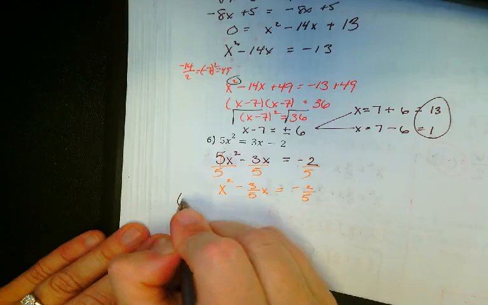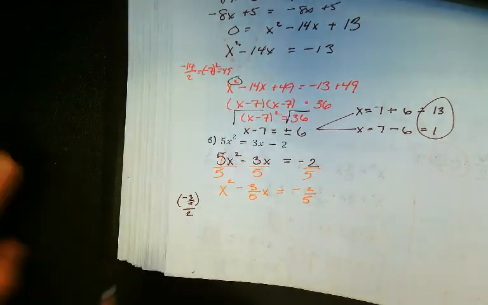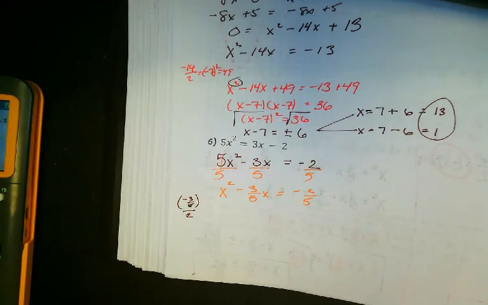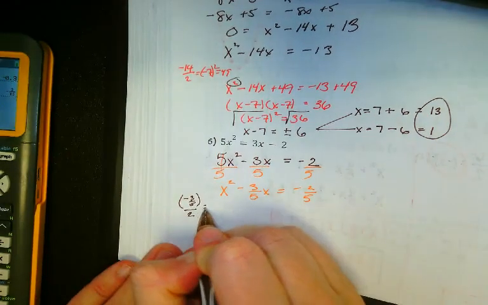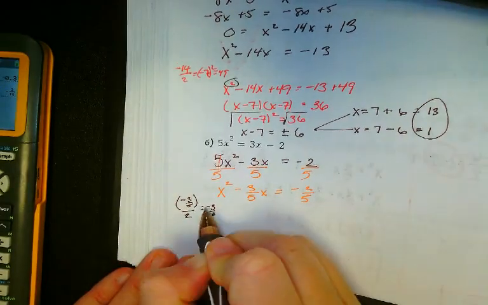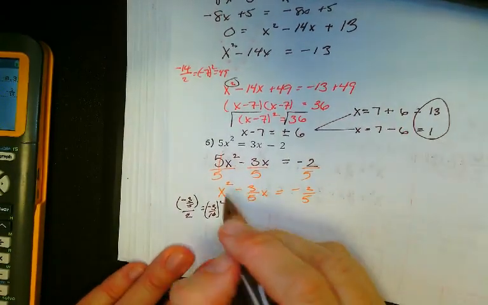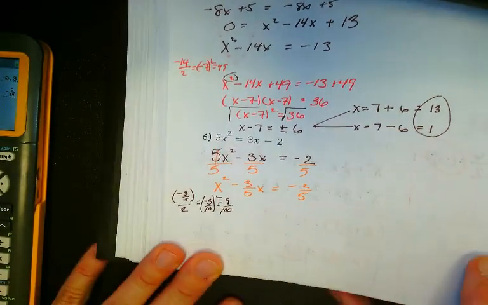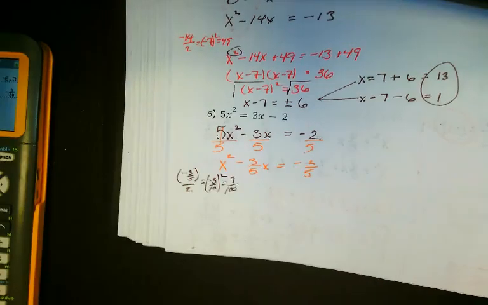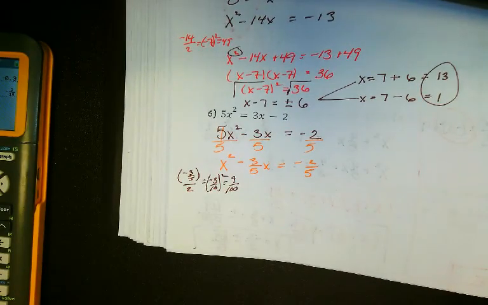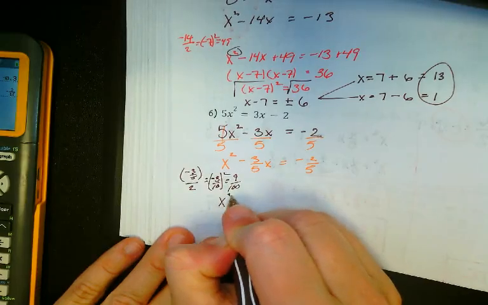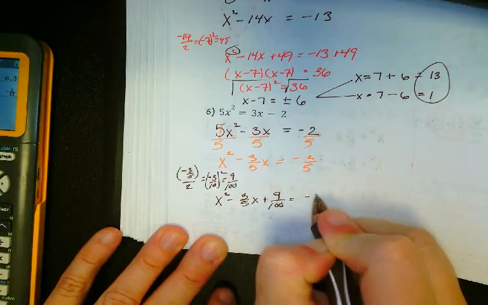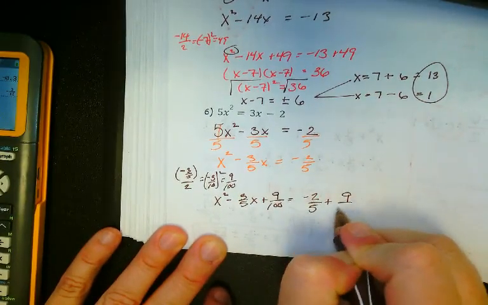So again, I got to take that b value, cut it in half. I'm just using my calculator to do that. I got negative 3/10. Then you have to square that. It should always be a positive number. 3 squared is 9, 10 squared is 100. So I'm getting 9/100ths to both sides. So that's x squared minus 3/5 x plus 9/100ths equals negative 2/5 plus 9/100ths.